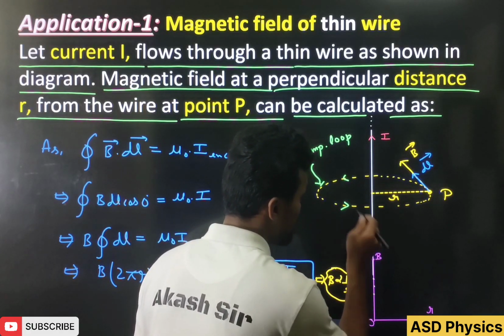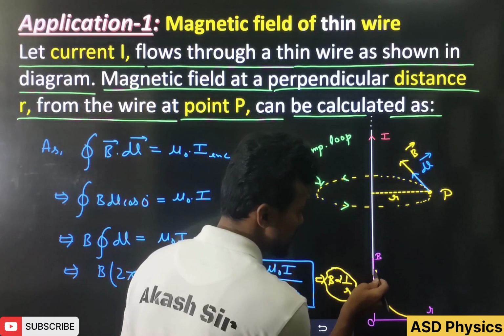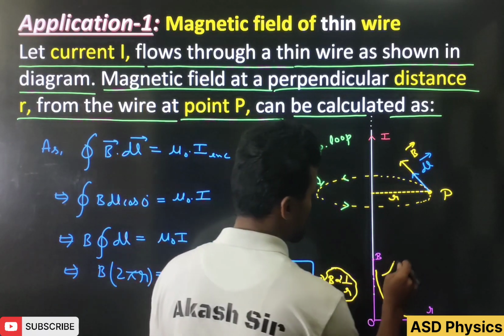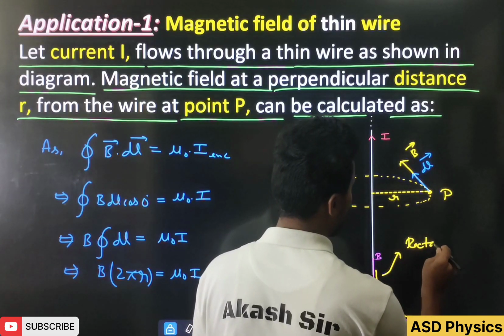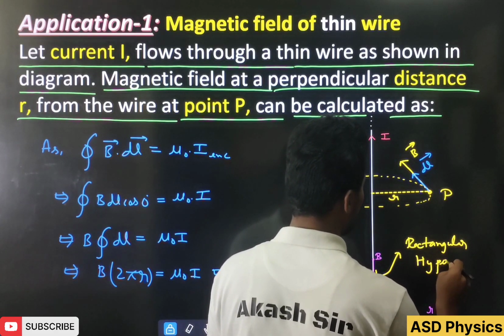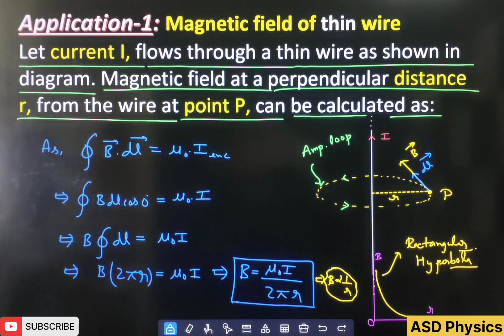This side I have taken B, and this side r, the graph will be a rectangular hyperbola like this. Remember that here, this side the graph should not touch B, this side the graph should not touch r. Which shape is this? Rectangular hyperbola. Remember that, because sometimes they will not give the graph, they will ask only the shape of the graph. So rectangular hyperbola. Okay, mu naught I by 2 pi r.